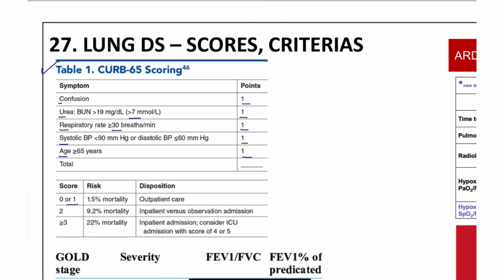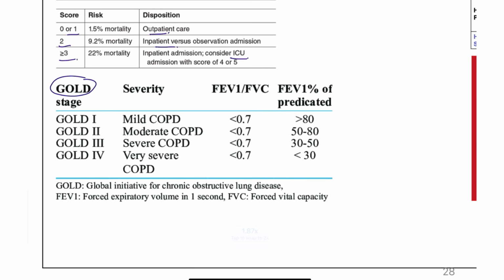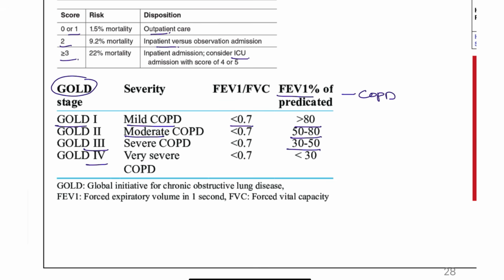If it is 1 point, then outpatient care; 2 is inpatient care in the general ward; and more than 3 is considered ICU, and ventilation is needed for this patient. Next, GOLD criteria. GOLD criteria is done for patients with COPD. GOLD 1 is mild COPD, less than 0.7 but more than 80% of the FEV1. Type 2 is moderate COPD, 50 to 80 FEV1. Type 3 is 30 to 50 and type 4 is less than 30, as you are going to see.